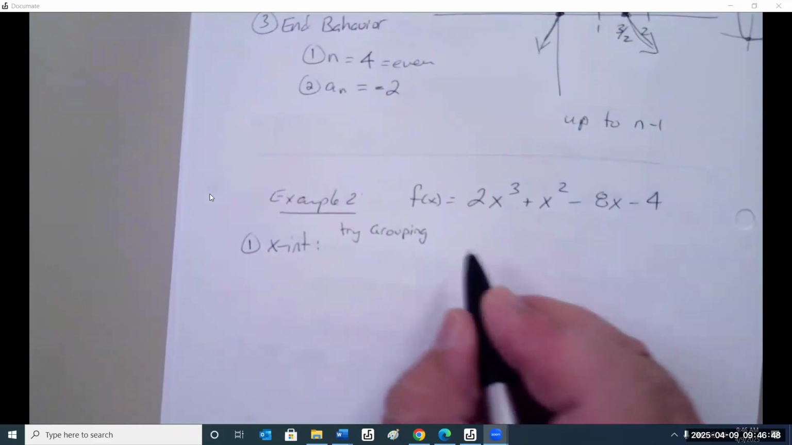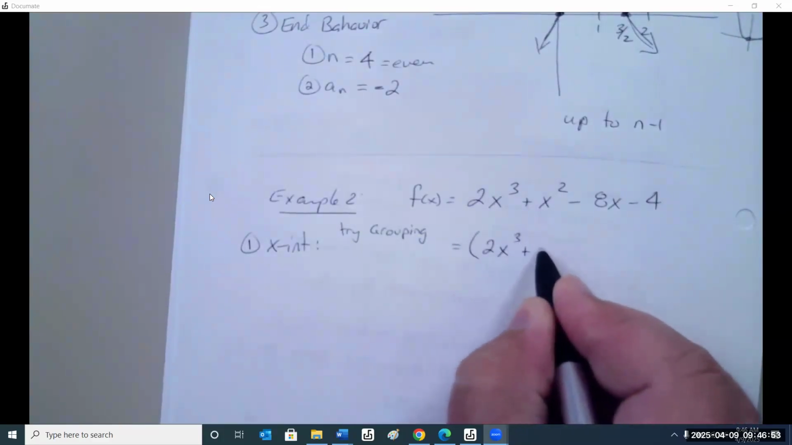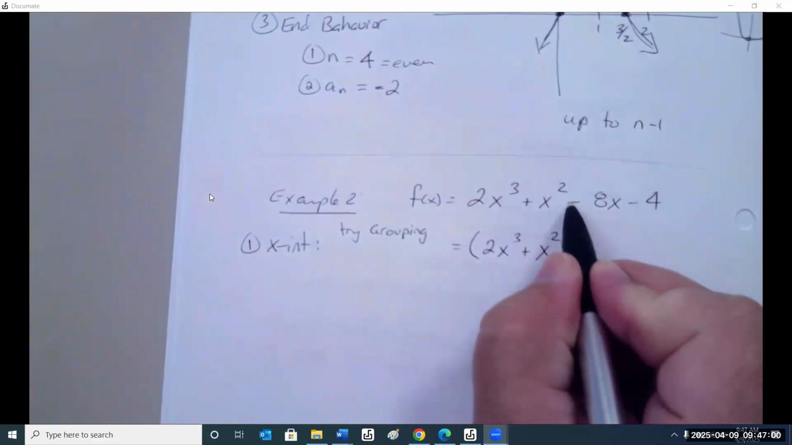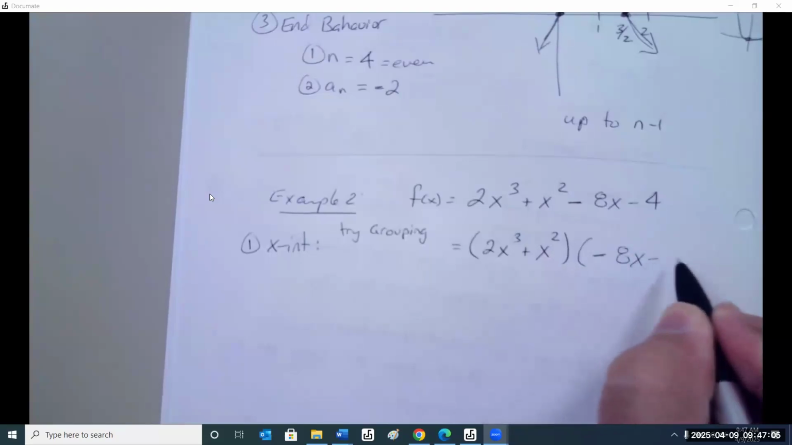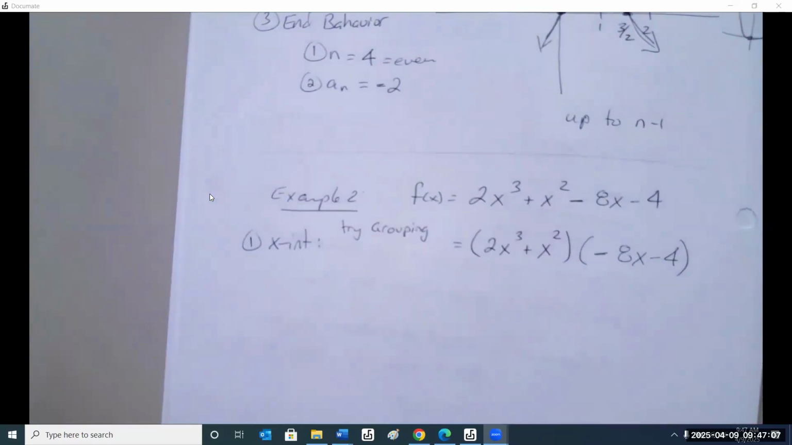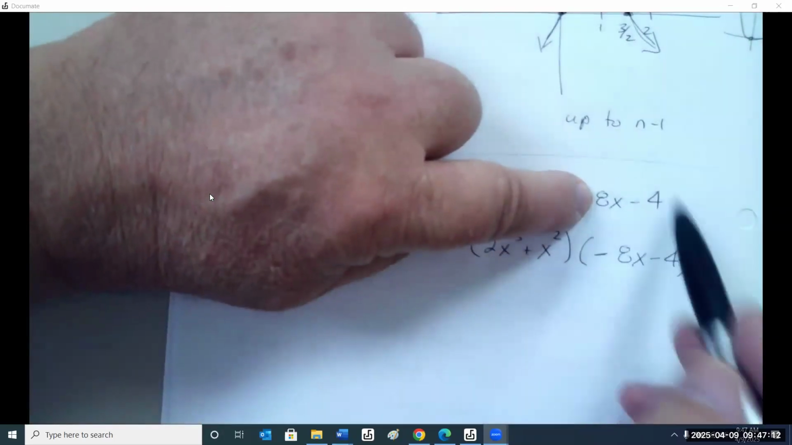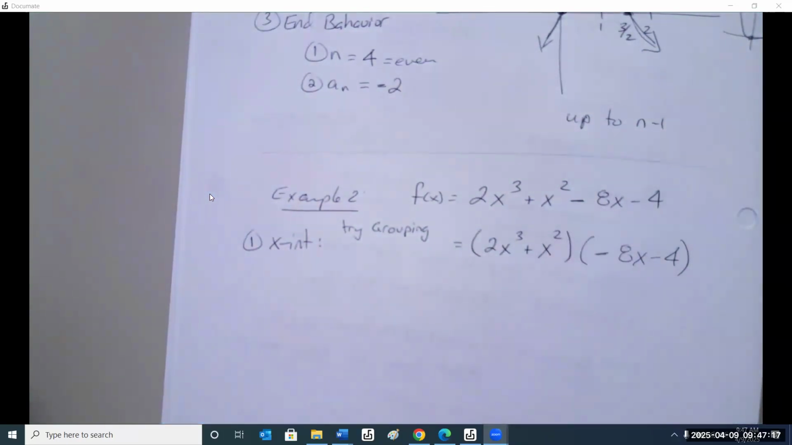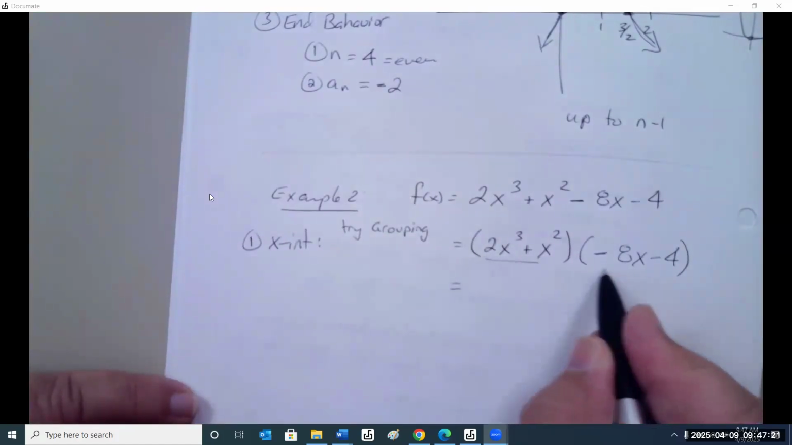What grouping says is take the first 2 terms and put them in parentheses. Since the middle sign is negative, incorporate that into the second parenthesis. If it was a plus, then we just put the parentheses around the 8x plus minus 4. But since that's minus, we put it in there. So we group those together. The next step, what can we factor out of these two?